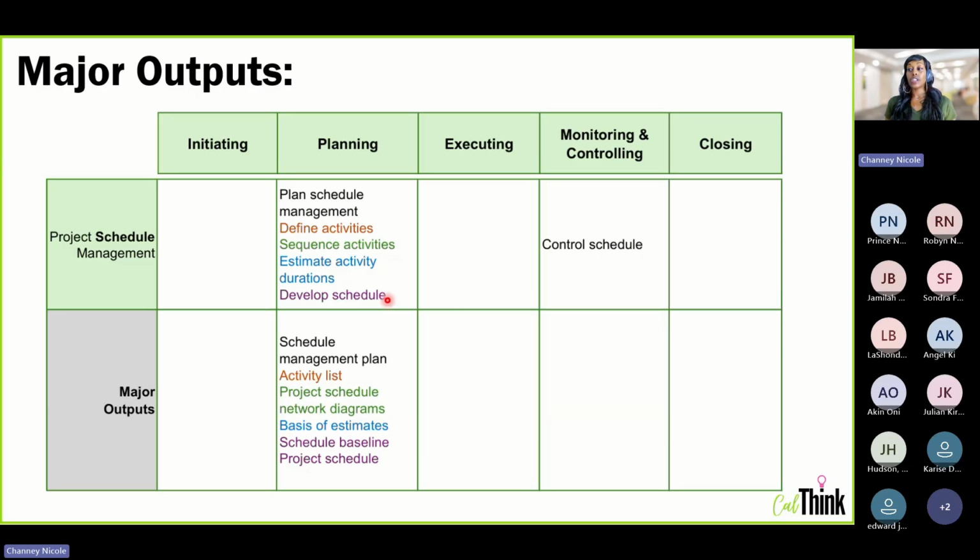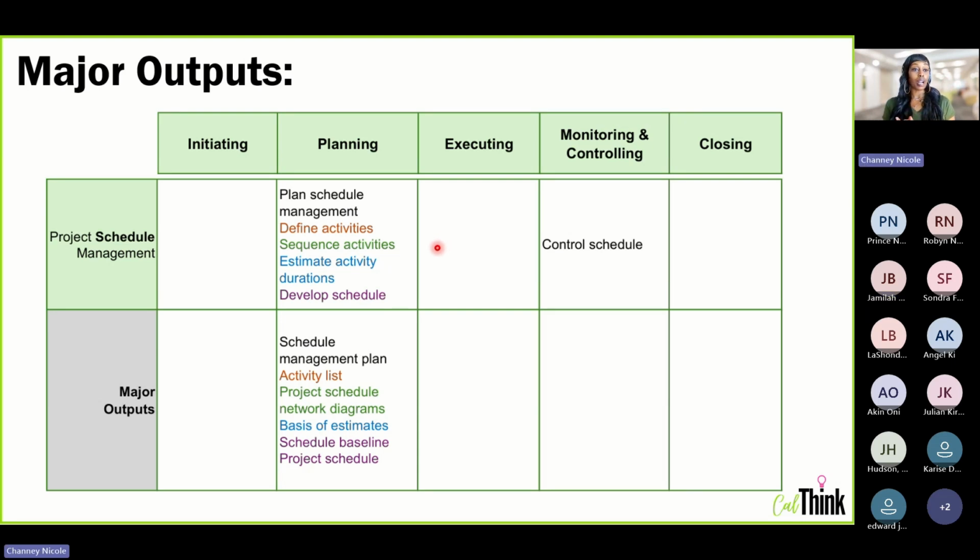And then finally, develop schedule will give you your schedule baseline and the project schedule. Anytime you have, actually, let me back up. For planning, the triple constraints are scope, schedule, cost. The last planning process in scope, schedule, and cost are going to give you your baselines.